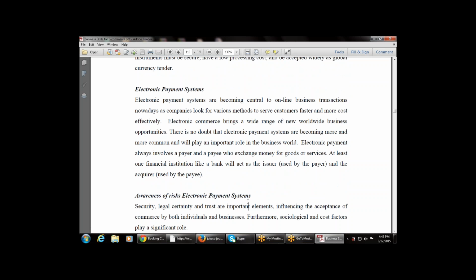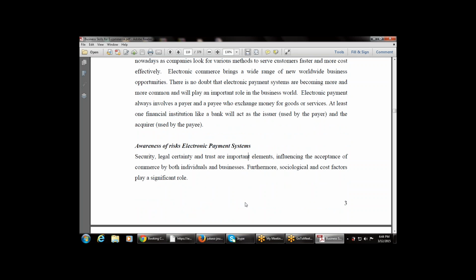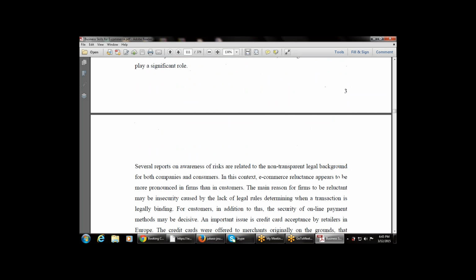Then, awareness of the risk of the e-payment system. Security is one of the important considerations with the e-payment system. Furthermore, sociological and cost factors also play a significant role. Several reports on awareness of risk are related to the non-transparent legal background for both companies and consumers. In this context, e-commerce reluctance appears to be more pronounced in firms than in customers.